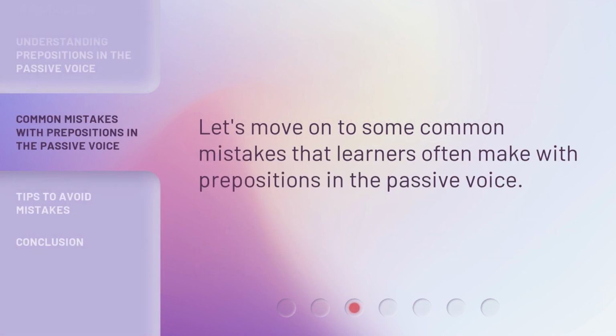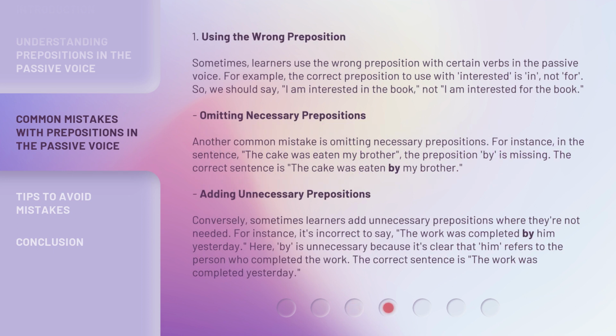Let's move on to some common mistakes that learners often make with prepositions in the passive voice. 1. Using the wrong preposition. Sometimes, learners use the wrong preposition with certain verbs in the passive voice. For example, the correct preposition to use with interested is in, not for. So, we should say, I am interested in the book, not, I am interested for the book.